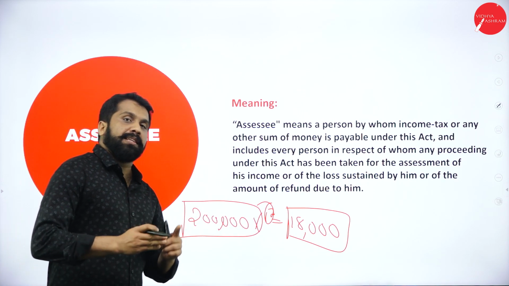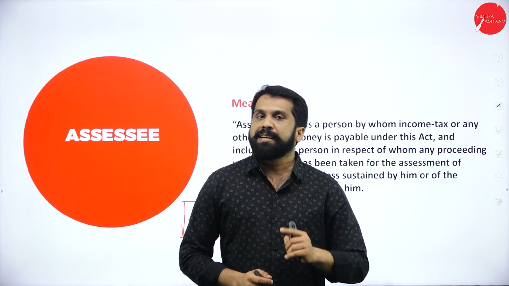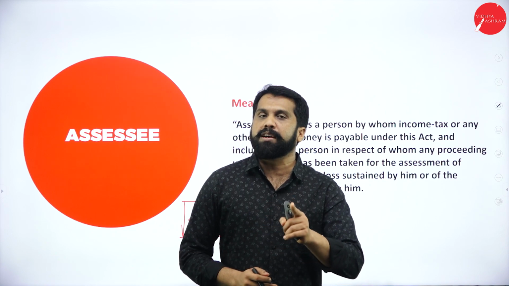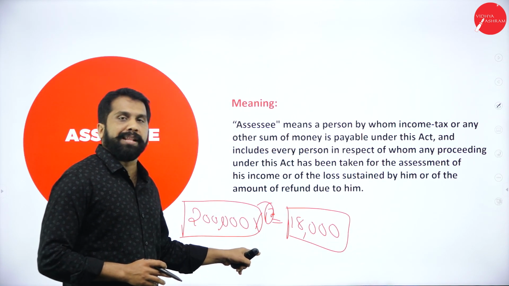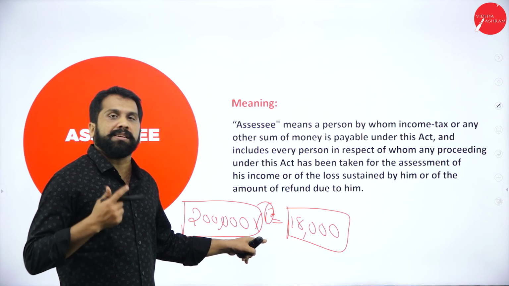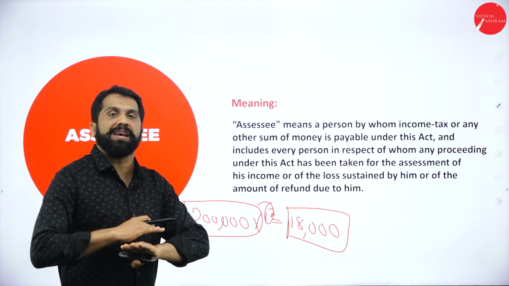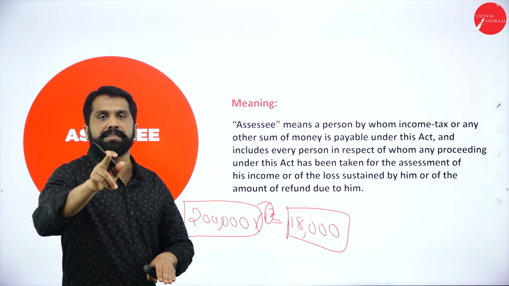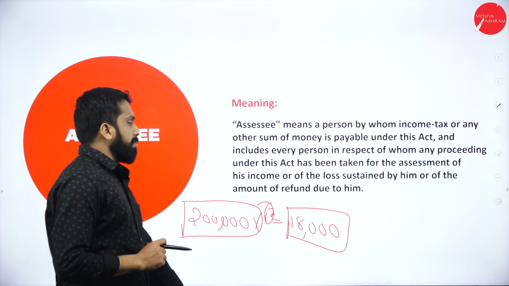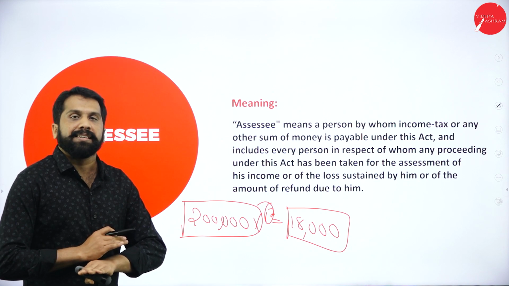Now, in the beginning I told you, up to what amount you are not supposed to pay tax? Up to 2 lakh 50, you are not supposed to pay tax. What is my income? 2 lakh. Should I pay tax or not? The answer is no. I am not supposed to pay tax. My income is very less. Clear? Now, my income is very less, so I am not supposed to pay any tax.